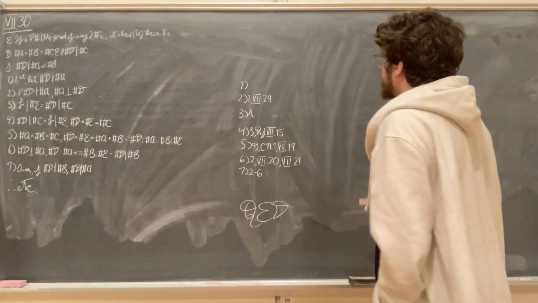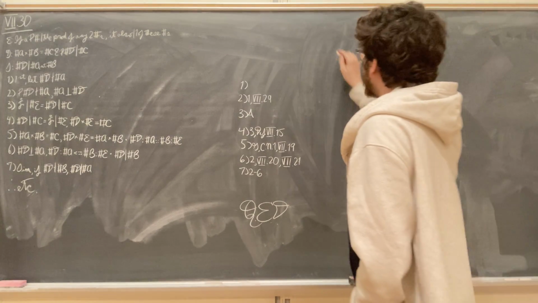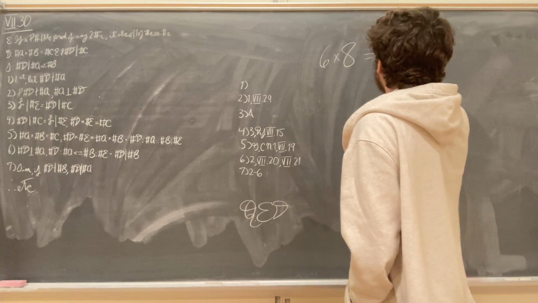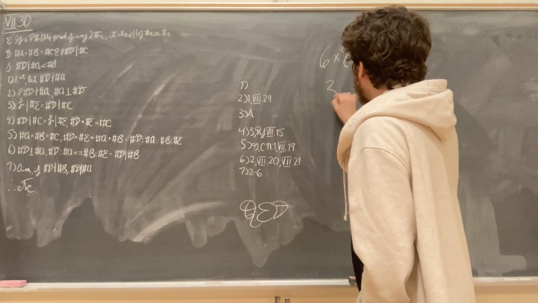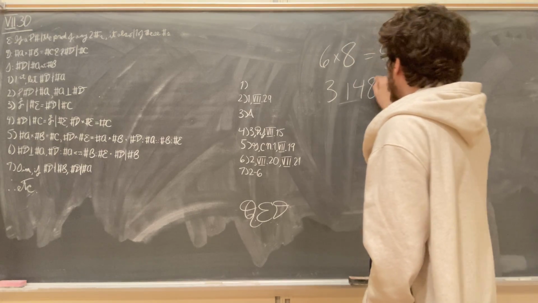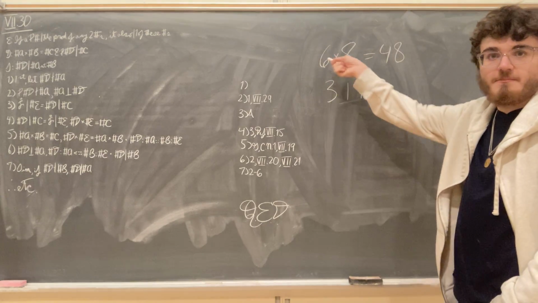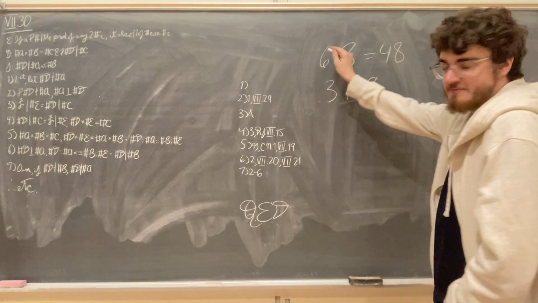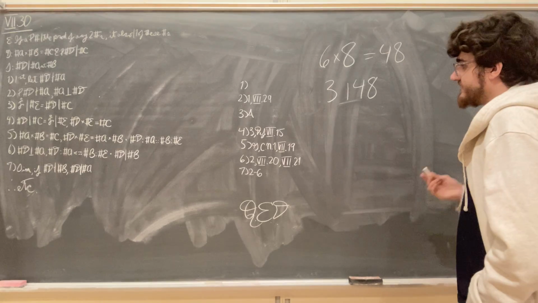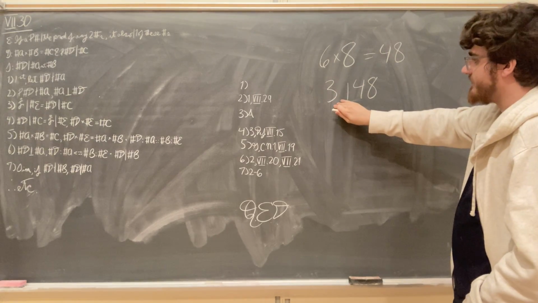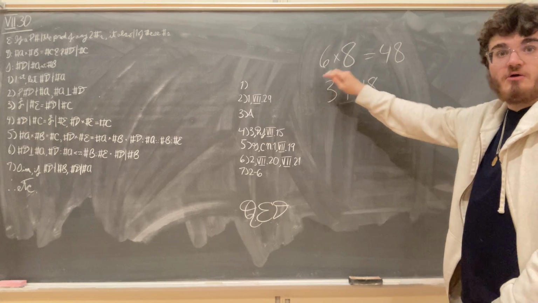An example of this proposition would be that 6 times 8 makes 48. 3 measures 48, right? So 3 is going to measure one of 6 or 8. And we see that it does. 3 measures 6.